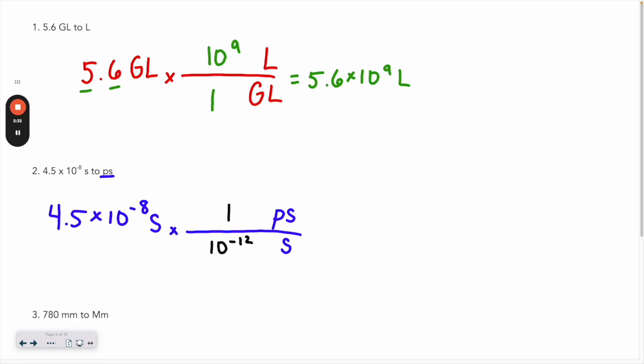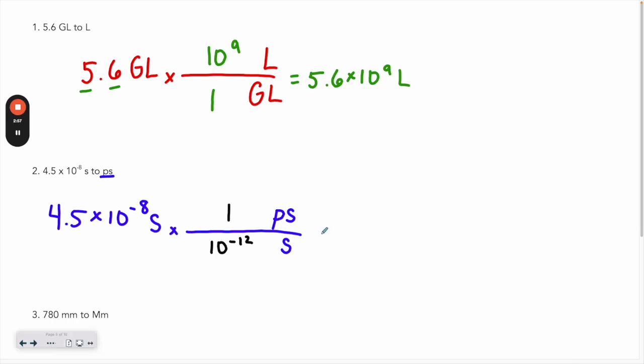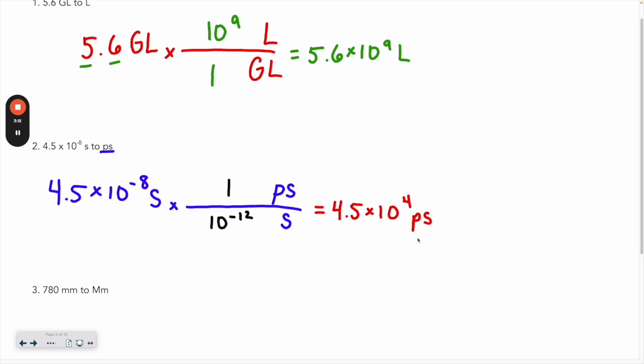In your calculator, you're going to take 4.5 times 10 to the negative 8th, and you're going to divide that by 10 to the negative 12th, because 10 to the negative 12th is in the denominator. So 4.5 times 10 to the negative 8th divided by 10 to the negative 12th in my calculator would give me 4.5 times 10 to the 4th picoseconds. All right, 2 sig figs for my final answer, and I included my units.